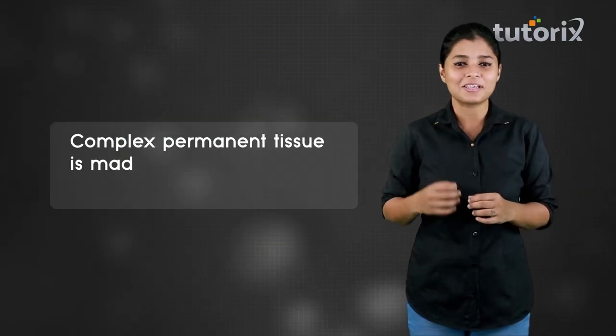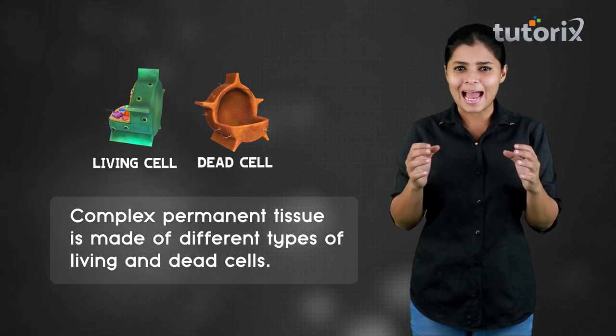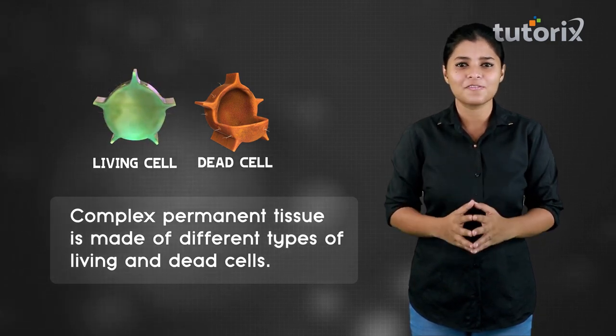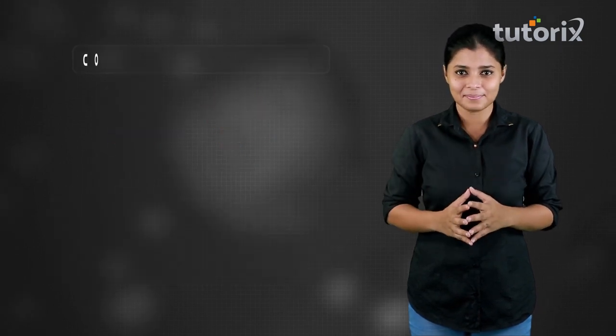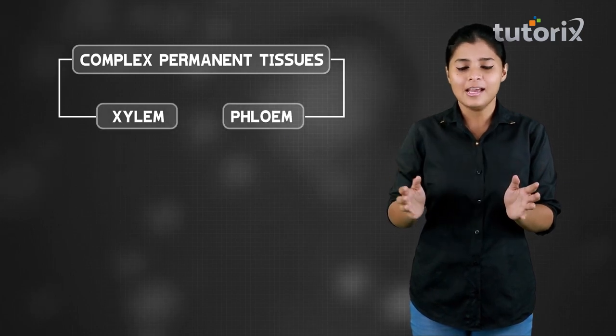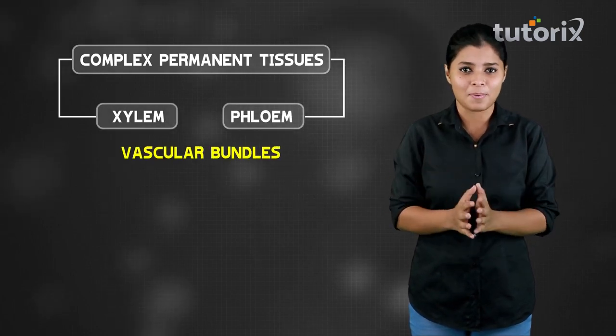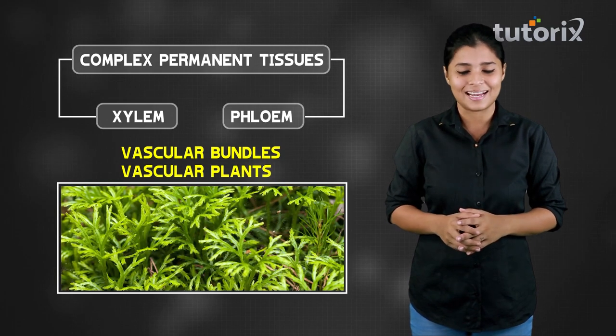Complex permanent tissues are made of different types of living and dead cells, which work together as a unit and carry out the common function of conducting various materials within a plant's body. The complex permanent tissues are of two types, xylem and phloem. They together constitute the vascular bundles. Plants that have vascular bundles are known as vascular plants. Let's begin our journey with xylem.